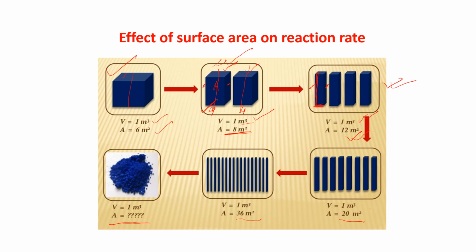Okay, so if we increase the surface area, the rate of the reaction will increase. By increasing the surface area of solid reactants, by subdividing them into smaller particles, the rate of the reaction becomes greater. That is, the collision or encounter of the reactant molecules will increase in that way.